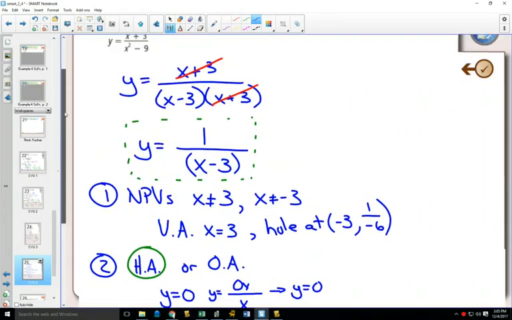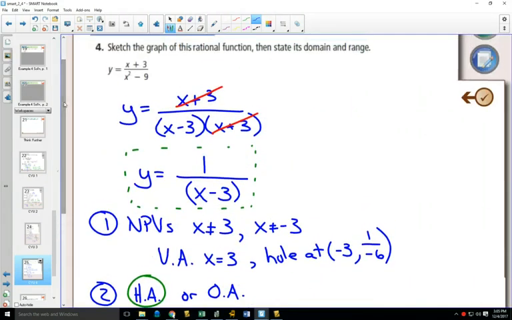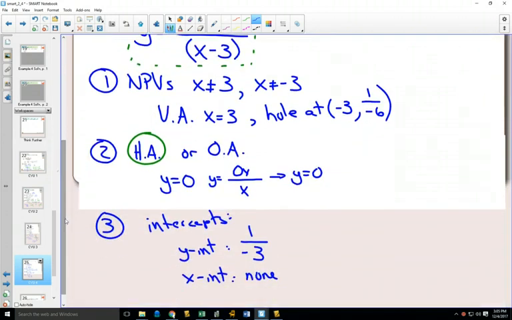Can you see if you looked at your original one, you might say, hey, I can make the numerator equal to 0. What would make the numerator equal to 0? Negative 3. But that's a non-permissible value. And so that's where that problem comes up. So for steps 2 and 3, your horizontal and oblique asymptotes and your intercepts, you're looking at your simplified version. So now that we have that, do we have enough information to graph this?